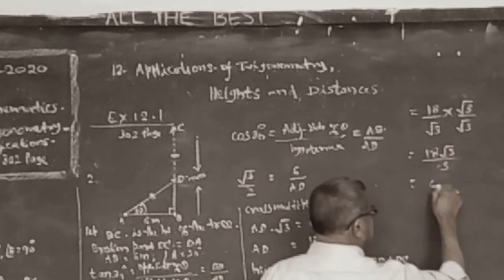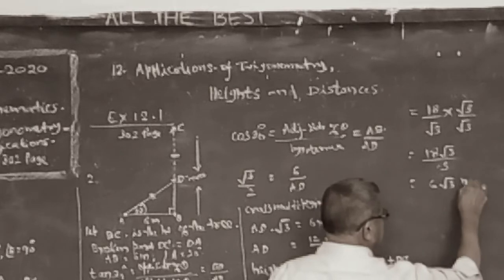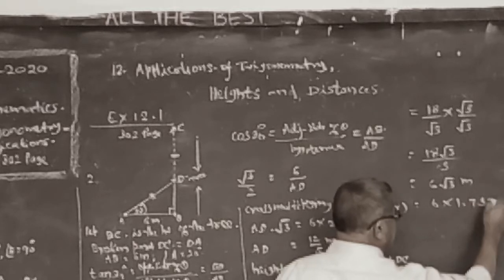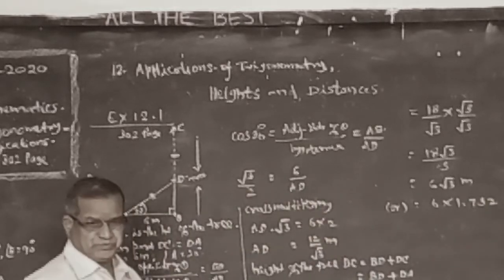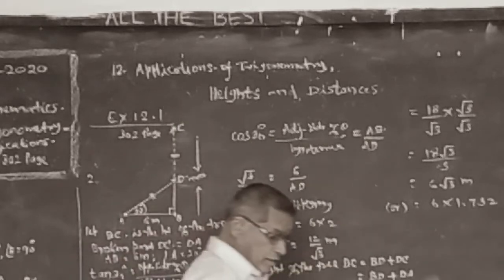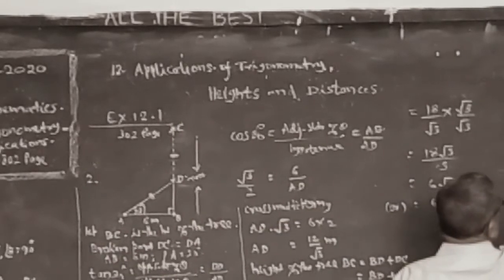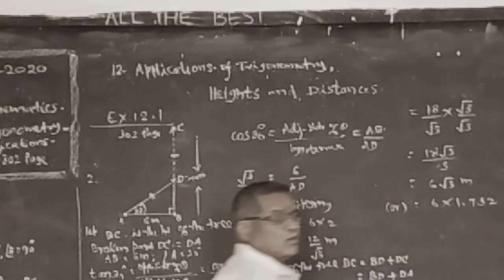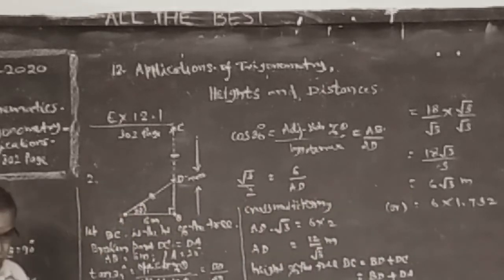3 1s are 3, 6s are 6 root 3 meters, or 6 into root 3 value. We know the root 3 value is 1.732, and the root 2 value is 1.414. Nearly we are taking these values. You should know the value. We did the square roots in 7th, 8th classes. Now multiply.